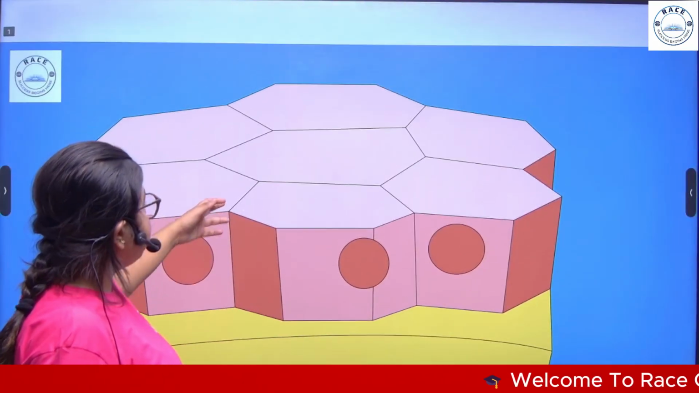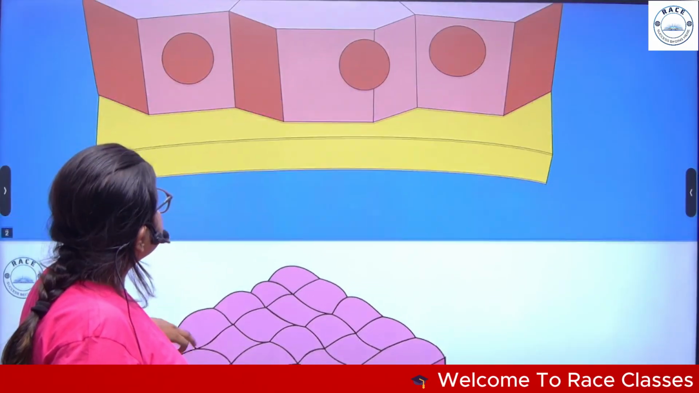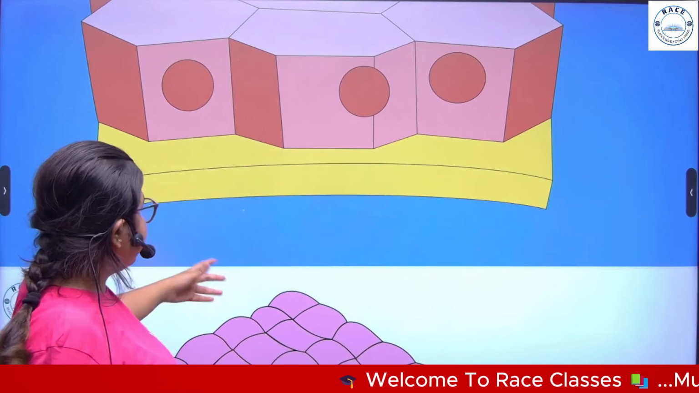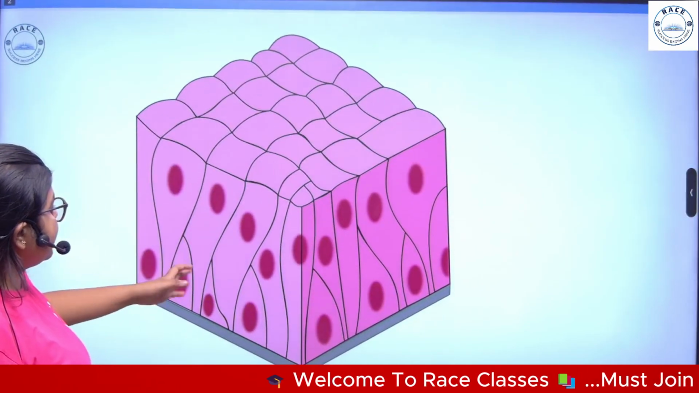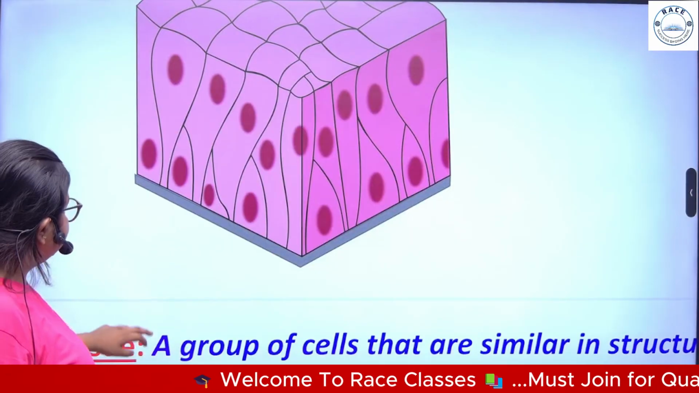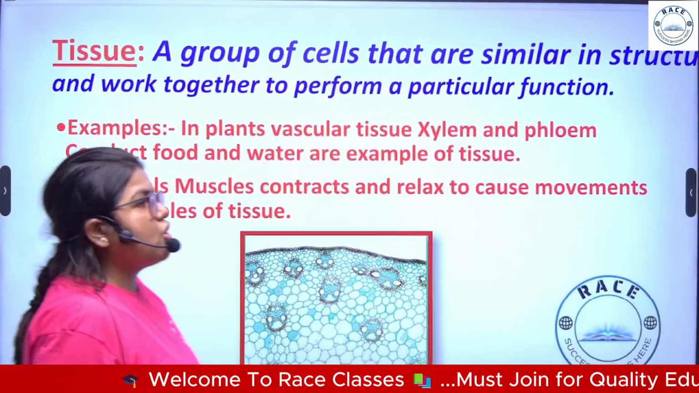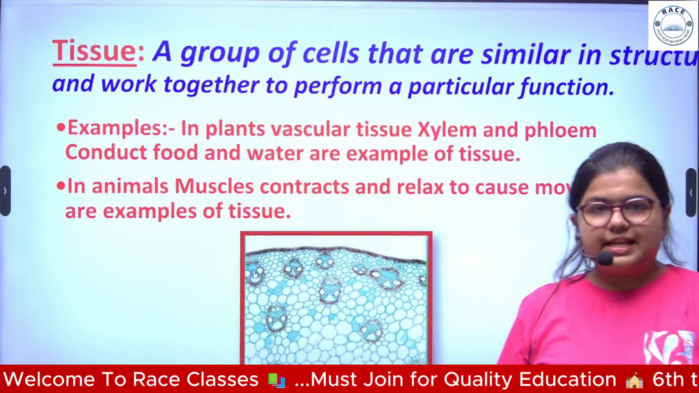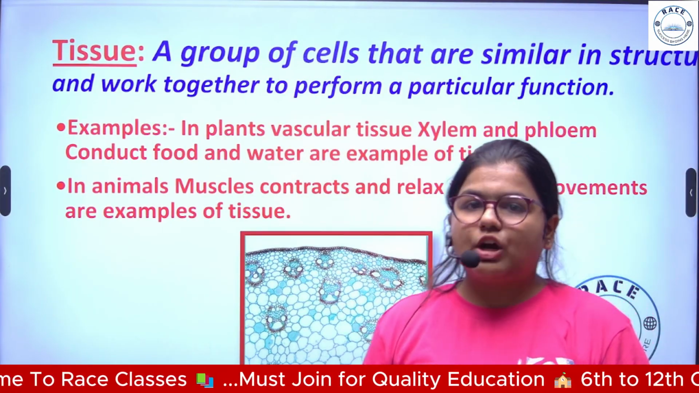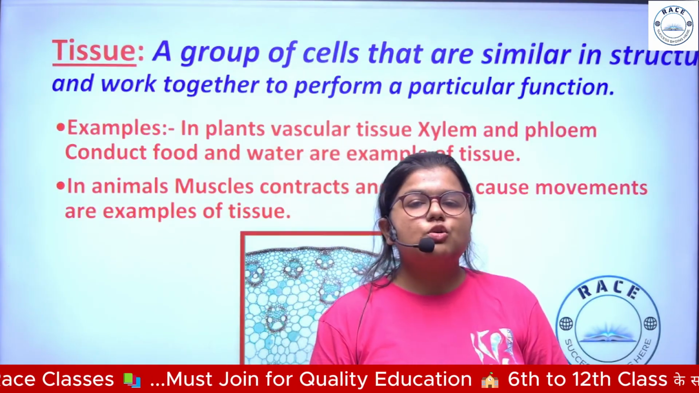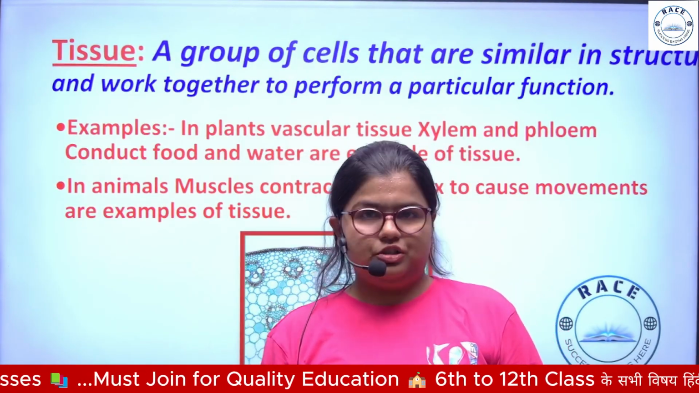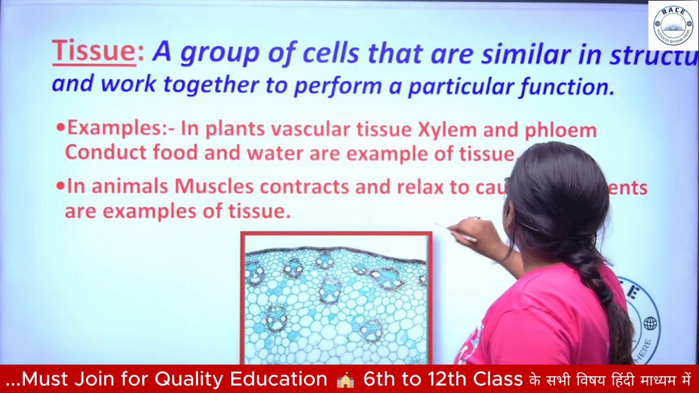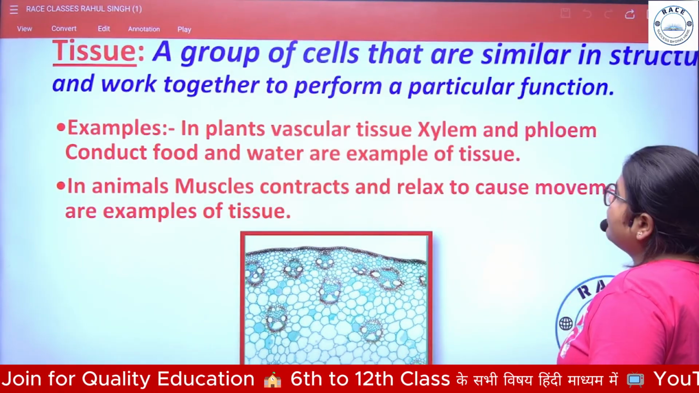So this is an example of cells, group of cells, that is tissue. The same way, this is also an example of tissue. Now let's talk about tissue in detail. What is tissue? It is a group of cells that are similar in structure, origin, and they also perform a specific function. Okay?